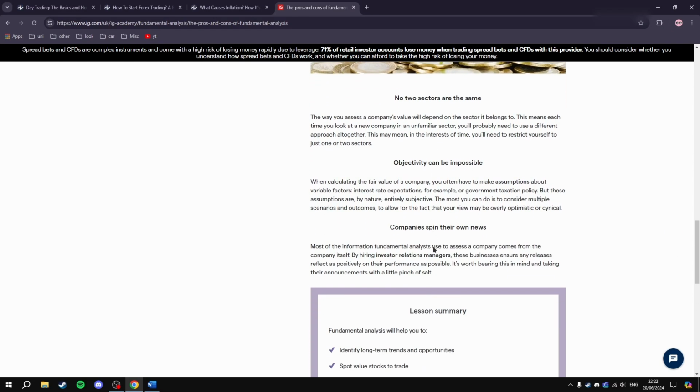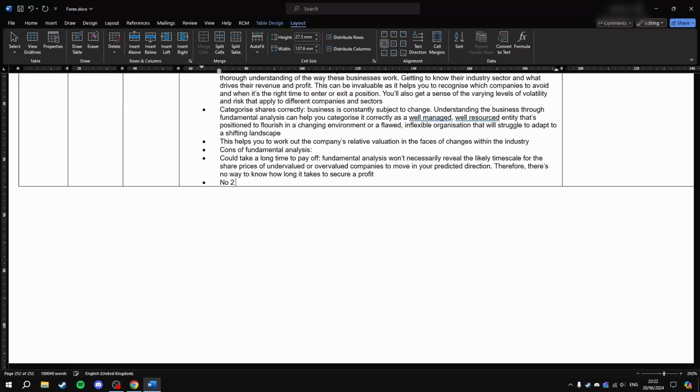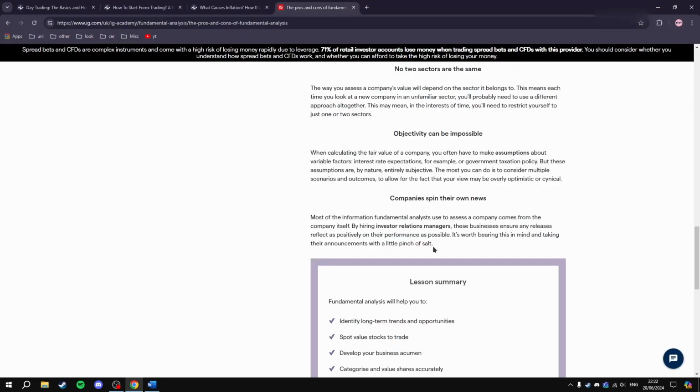No two sectors are the same. The way you assess a company's value will depend on the sector it belongs to. This means each time you look at a new company in an unfamiliar sector, you probably need to use a different approach altogether. This may mean, in the interest of time, you'll need to restrict yourself to just one or two sectors.